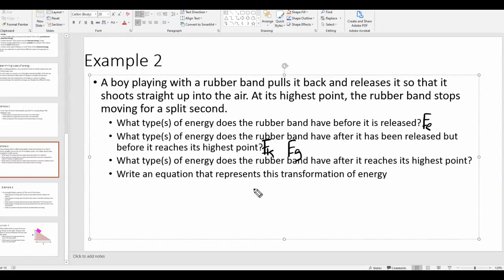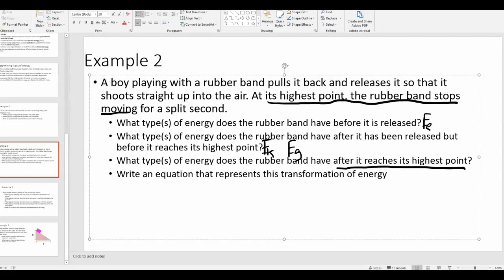And then the last question says, what type or types of energy does the rubber band have after it reaches its highest point. And that part is important because it says in the problem, at its highest point, the rubber band stops moving. Okay, let's go through our mental checklist one more time. Is the rubber band moving? No. Okay.